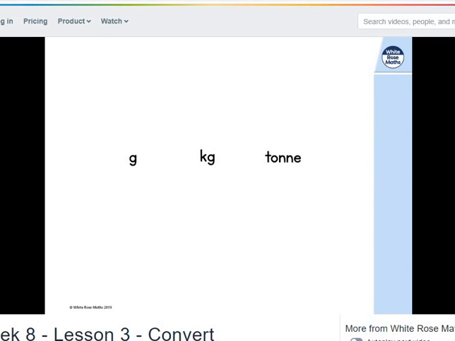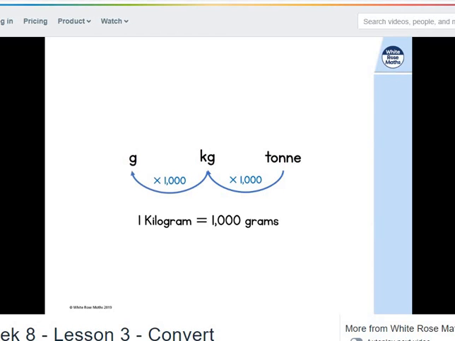So let's think about these conversions. We've got grams, kilograms, and tonnes. We know from before that 1 tonne was equivalent to 1,000 kilograms. And we know that 1 kilogram is equivalent to 1,000 grams. So the opposite way around, we need to think about dividing. So if we were converting grams to kilograms, we divide by 1,000, and kilograms to tonnes, we divide by 1,000 as well.